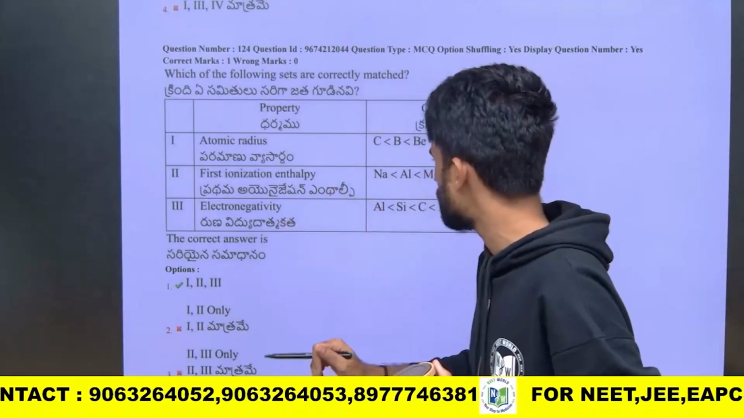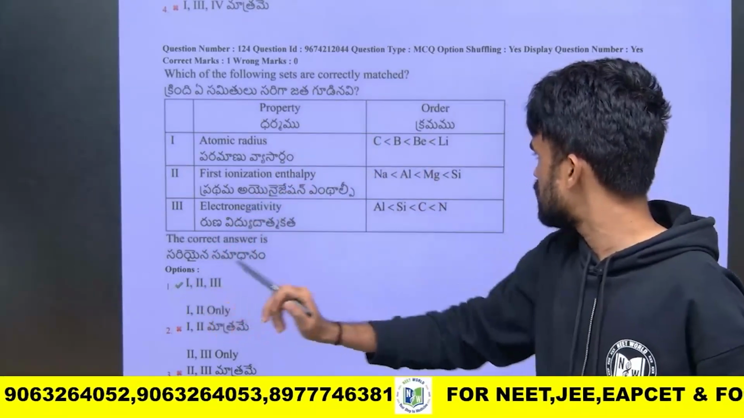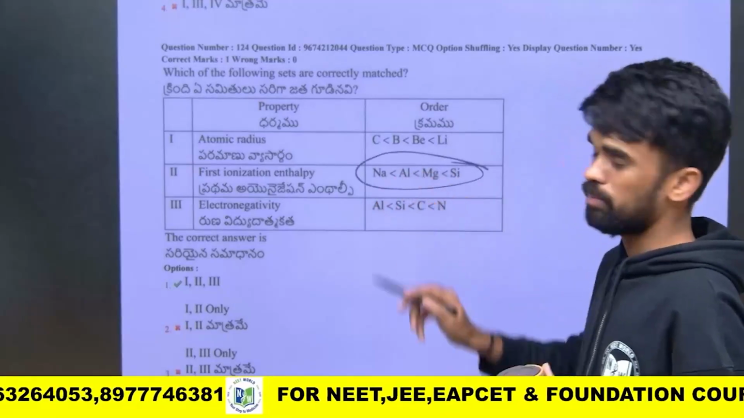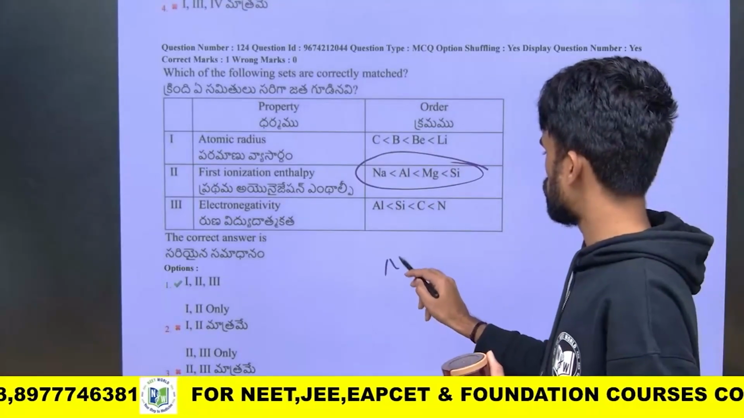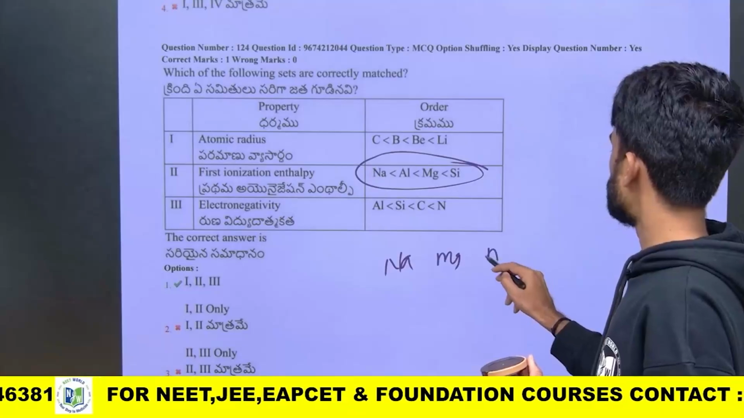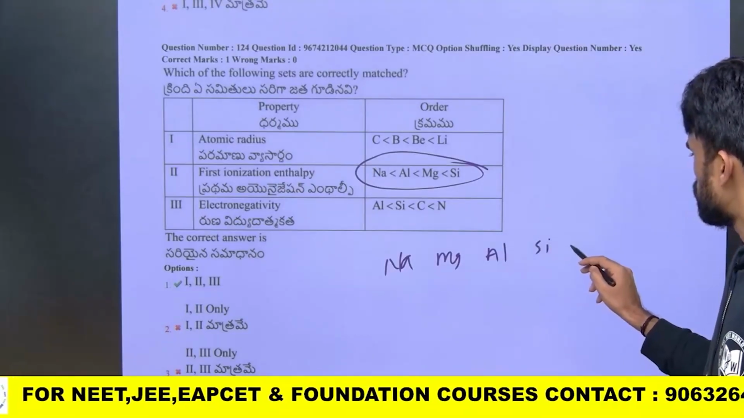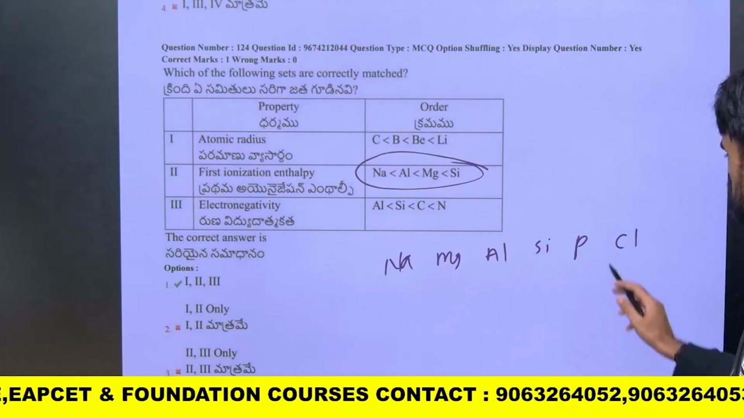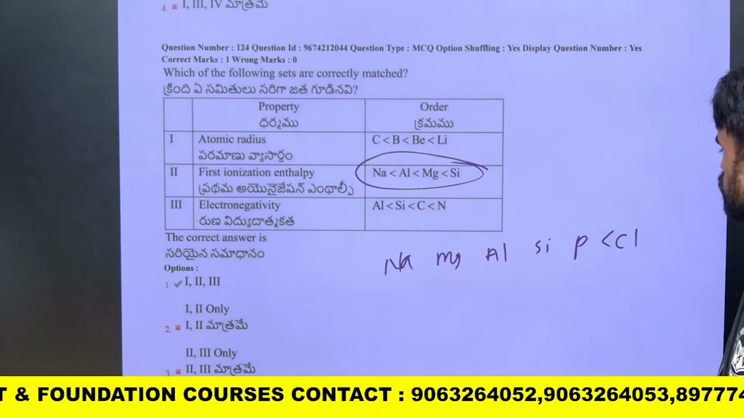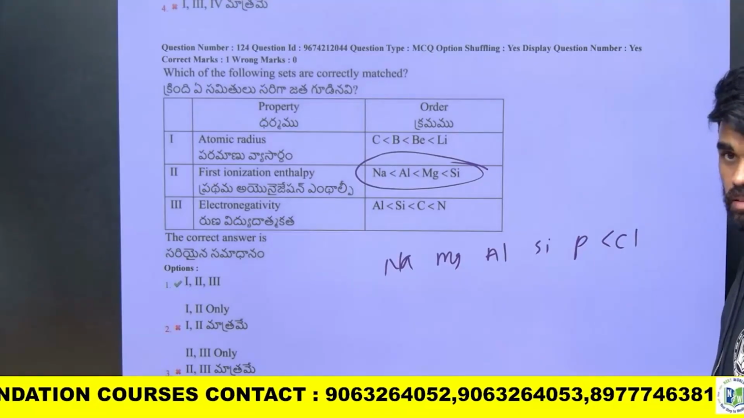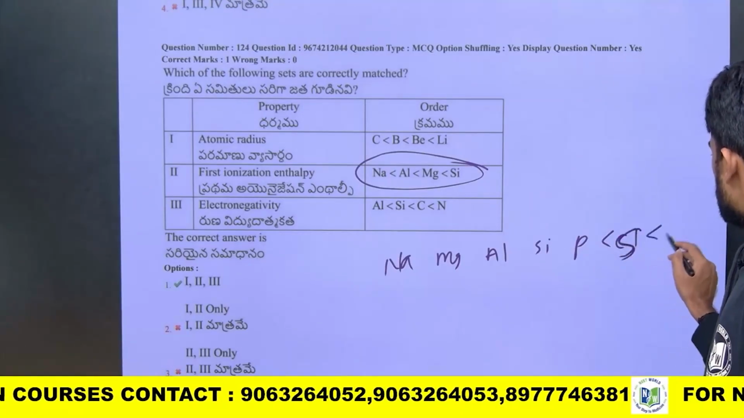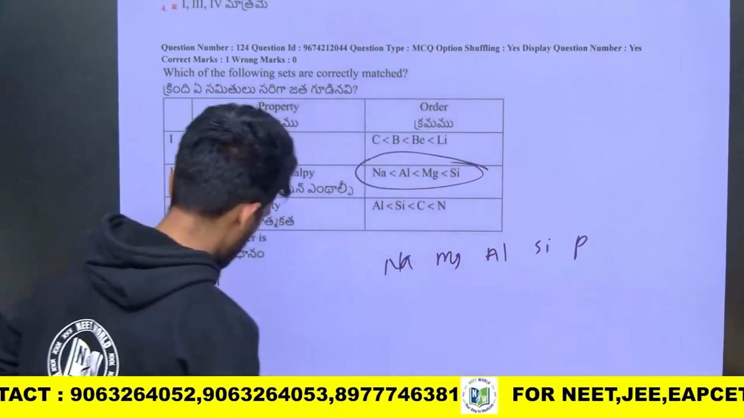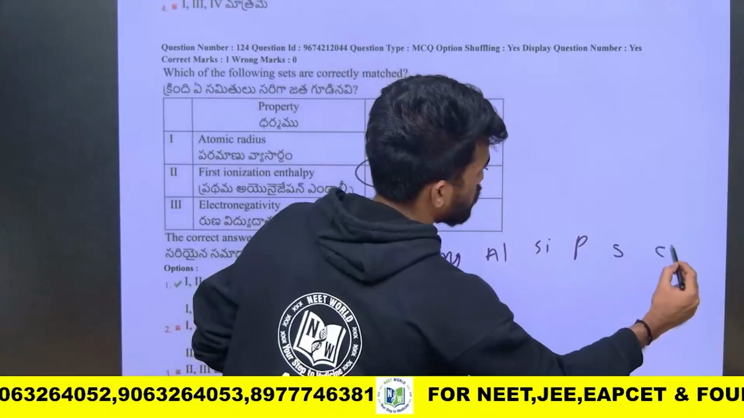Next, ionization energy. Alkali metals will have the least, and silicon more. In the third period we have sodium, magnesium, aluminium, silicon, phosphorus, sulfur and chlorine. So if we take this, chlorine will have the maximum. What about sulfur and chlorine? Here, halogens will have the maximum.